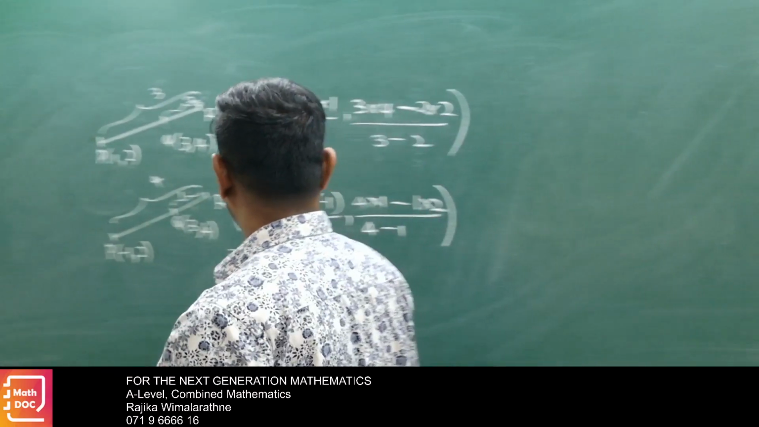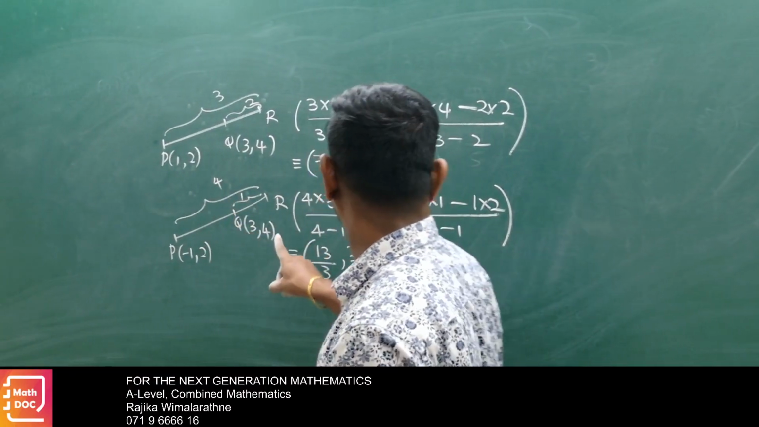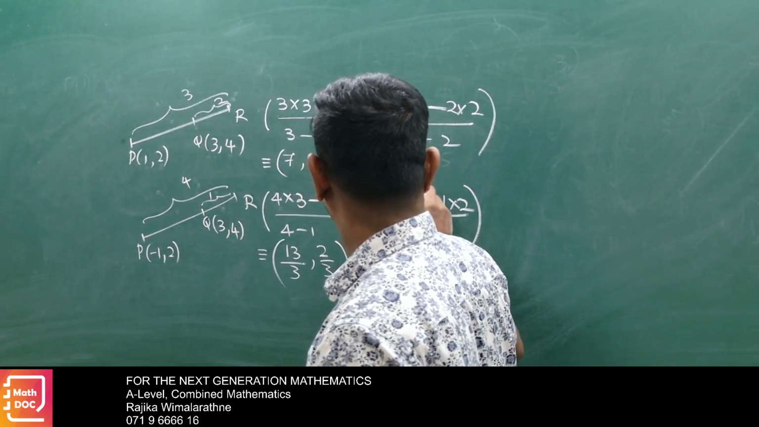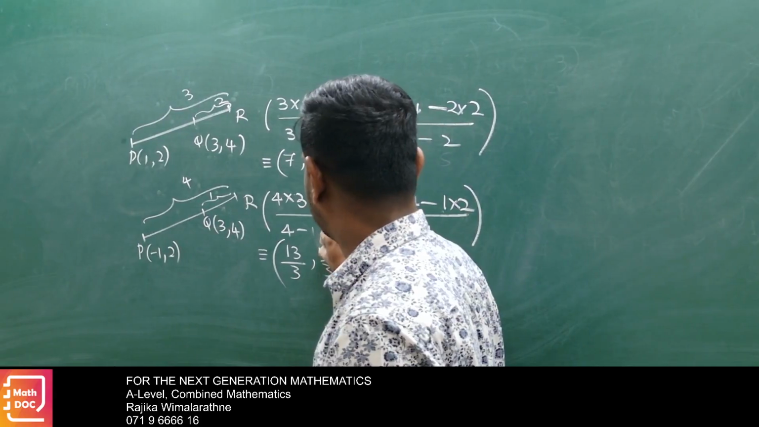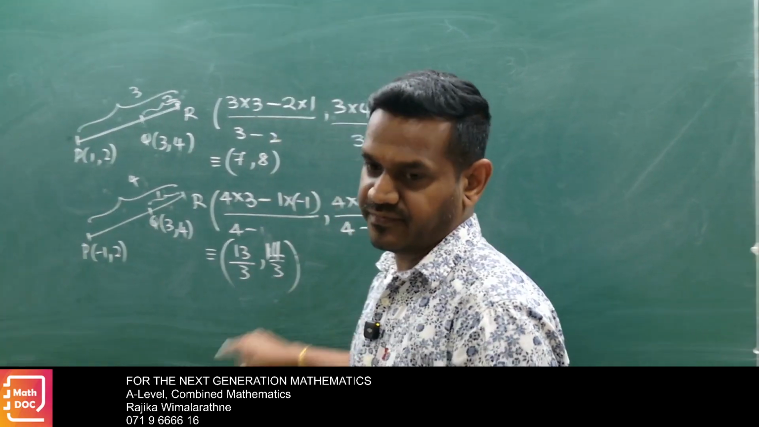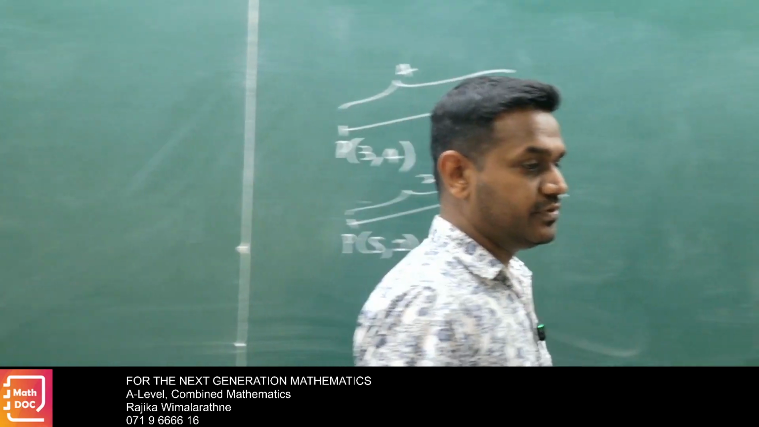Okay, something is wrong here. 4 times 4, 14 over 3, okay? 14 over 3. Okay, continue, do it soon.